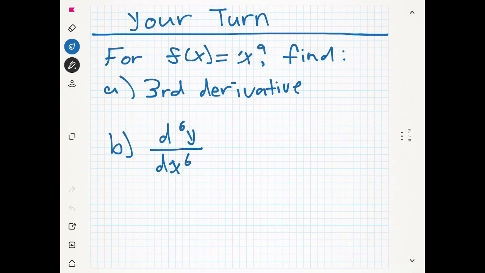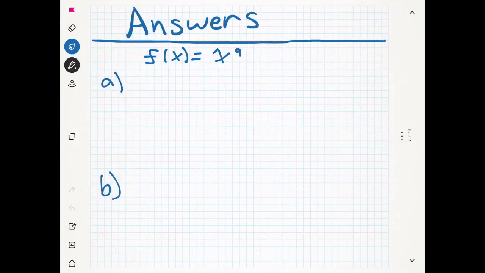All right, so your turn. For example, for the function f of x is equal to x to the power of 9, find a, the third derivative, and b, the sixth derivative. All right, so if you want, pause the video and show your work, and then I'll be going over the answer. All right, so let's go over the answers.